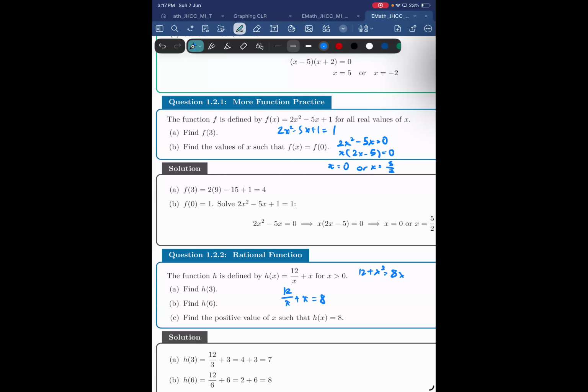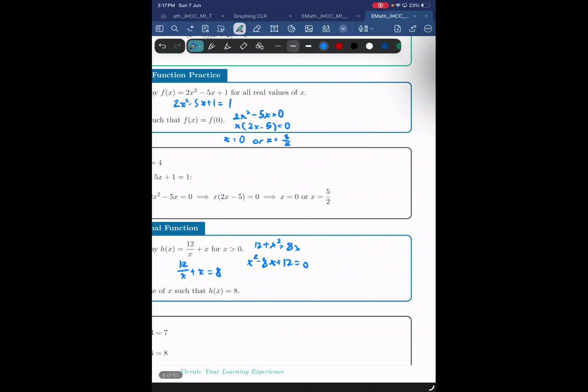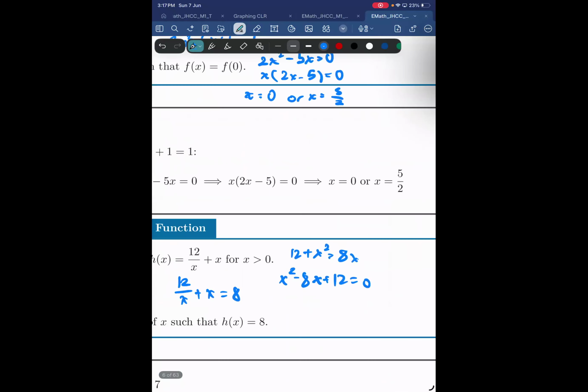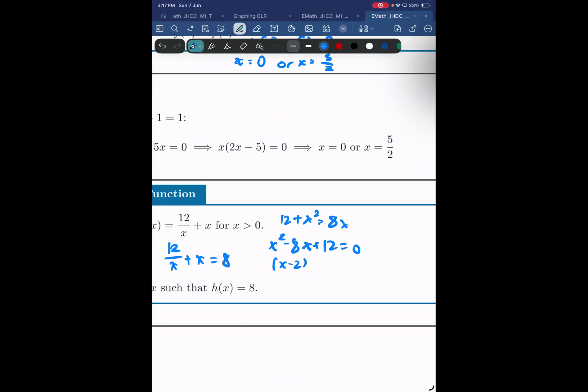Then you can recognize this is a quadratic equation. If you move everything over to the left side, it will be x squared minus 8x plus 12 equals 0. Then this you can factorize. It's (x minus 2)(x minus 6) equals 0. So x equals 2 or 6.